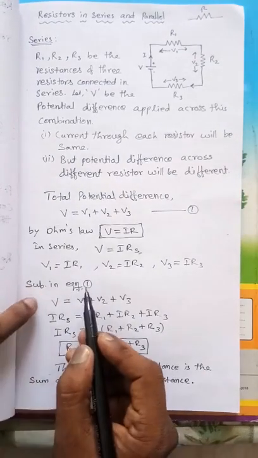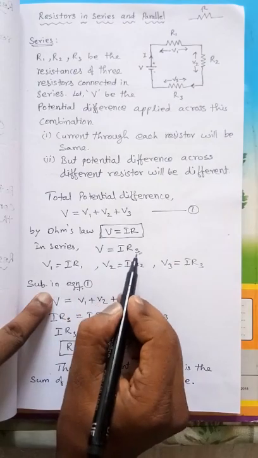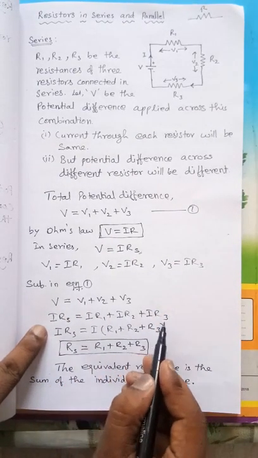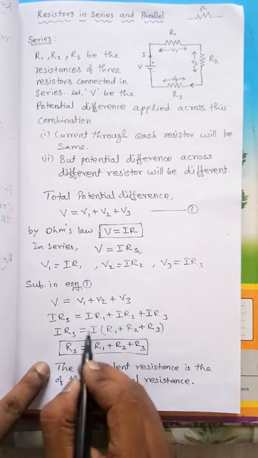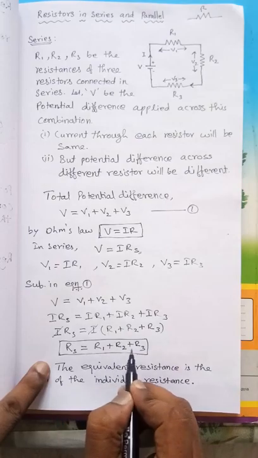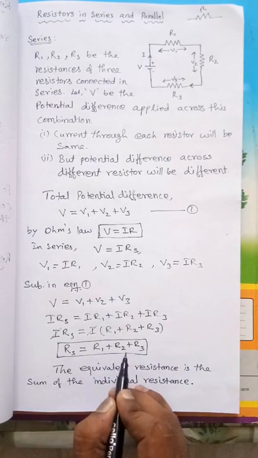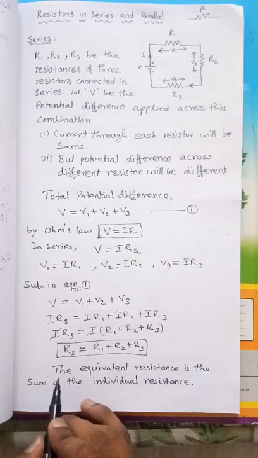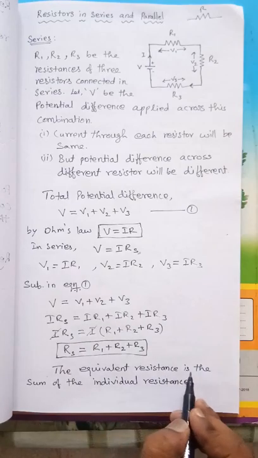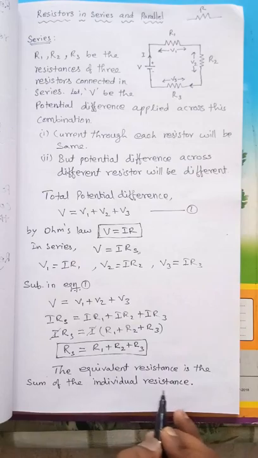Now substitute the V1, V2, V3 values into equation 1. We also know V is I Rs, where s means series. So I Rs is equal to I R1 plus I R2 plus I R3. I is common, take it outside and cancel. So Rs is equal to R1 plus R2 plus R3. The equivalent resistance, equivalent meaning total, is the sum of the individual resistances.